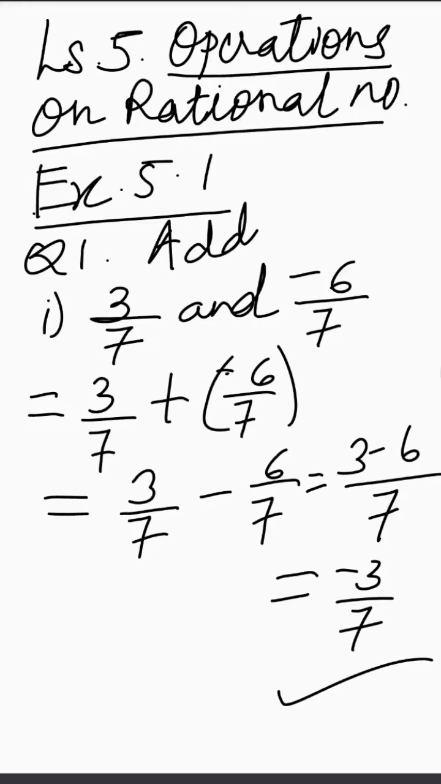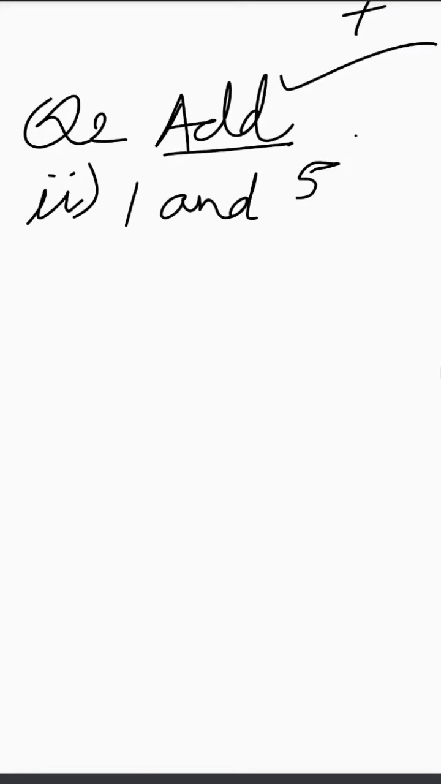Now let's move to question number 2. Question number 2 is again what? Add the rational numbers. Okay. Your second question is also add. Let me take here the second example. What is the second one? You have to add 1 and 5 upon minus 12. Okay. Now you can see this negative is there in the denominator.